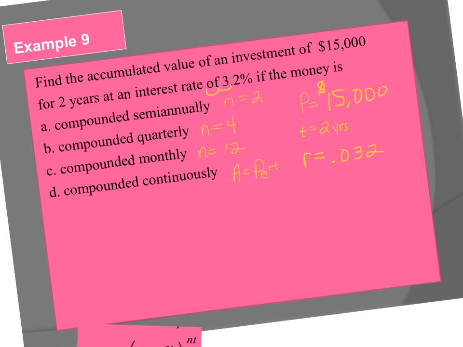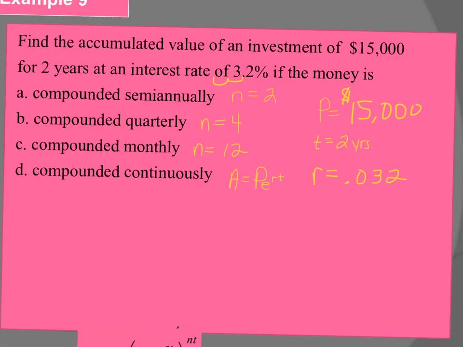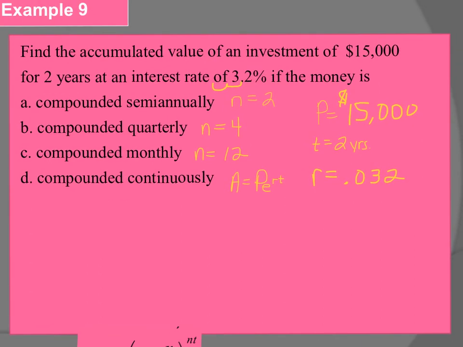Another thing to bring to your attention: if I were you, I would write out your variables. P is the initial amount invested, that's our $15,000. T is our time in years, so it's 2 years. And R is our interest rate. Guys, it has to be written as a decimal.